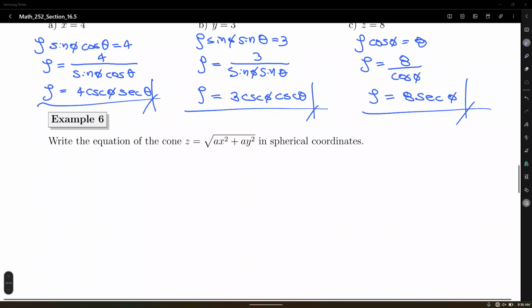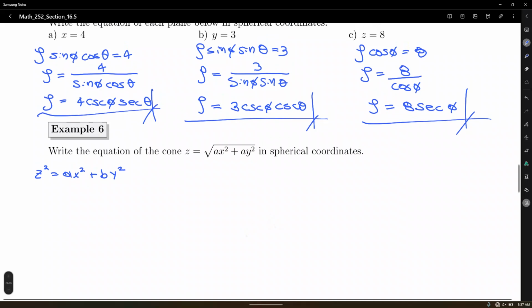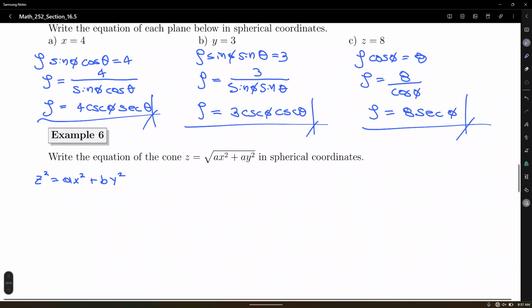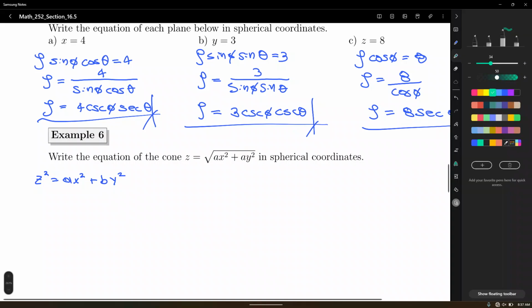All right, so let's do the following. How about we square both sides to get z squared equals ax squared plus ay squared. All right? What am I going to do next? I'm going to use the relations for x and y. Actually, I have them so conveniently in the previous exercise. I have that for x right here.